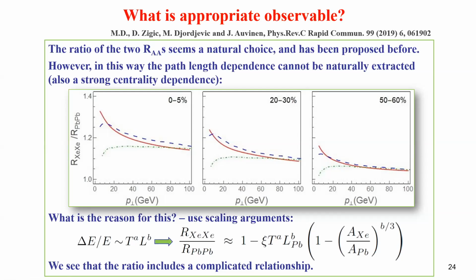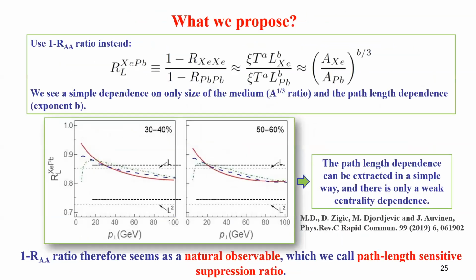the path length dependence. However, based on this study, we propose to use the ratio of 1 minus RAA instead. And if we do this, we obtain the following thing. So we see that we have a simple dependence, which depends only on the size of the medium, this A to the 1/3 ratio, and the path length dependence, this exponent B.